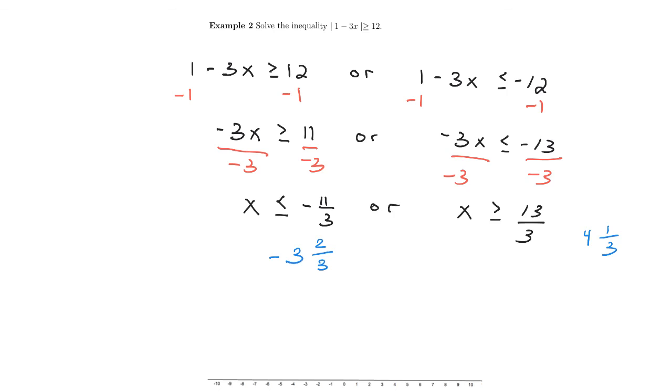So our two values are at, I can't draw it very precisely on here, but a little bit past 4, and then a little past negative 3. And we get everything on the outside of these two values. So that is, we're going to be greater than 4 1/3, or we're going to be less than negative 3 and 2/3. And this is the final answer to this question.